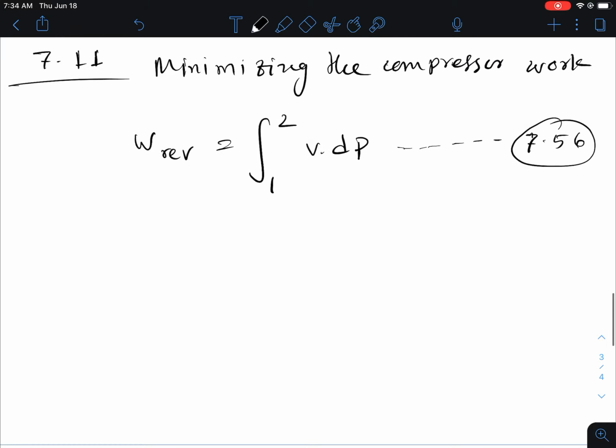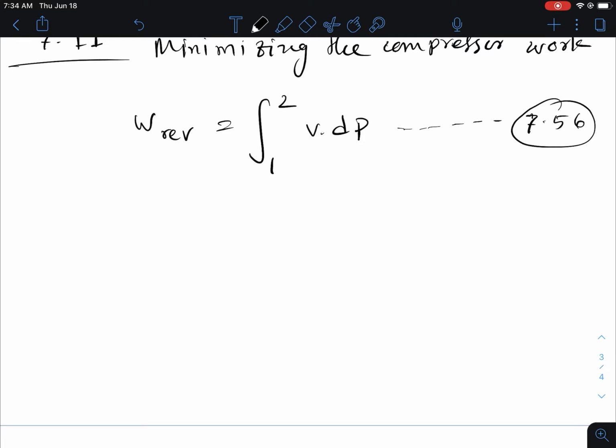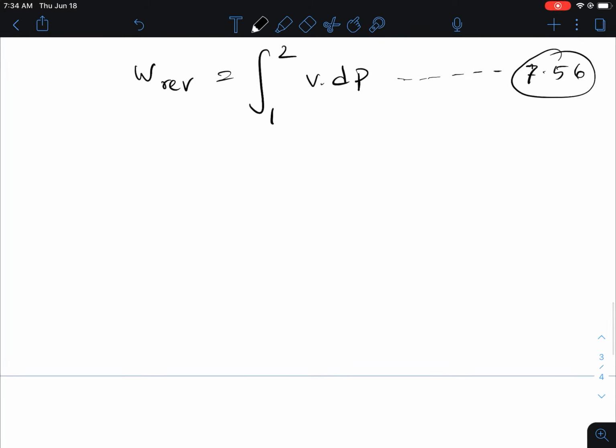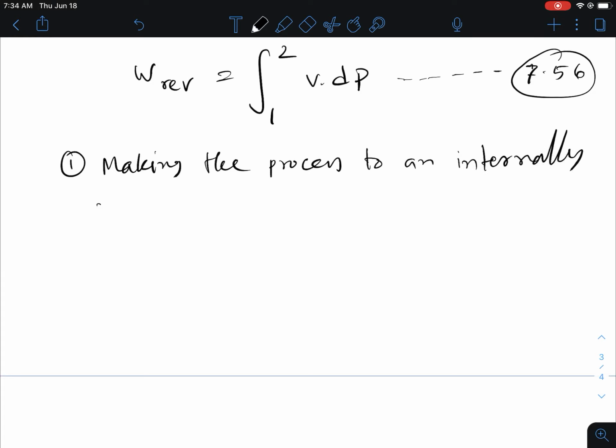So, minimizing the work of a compressor. How can we minimize the compressor work? There are several ways to minimize the compressor work. Number one, making the process internally reversible by minimizing irreversibilities.